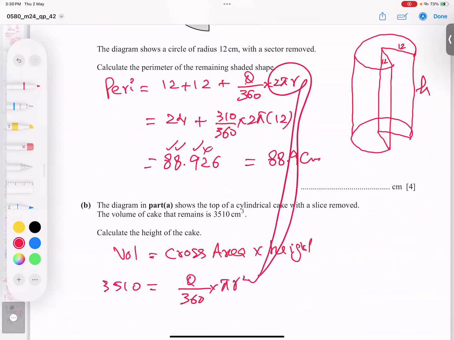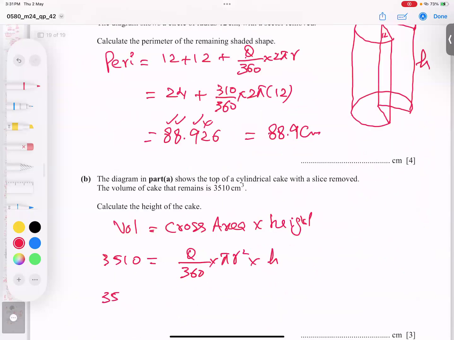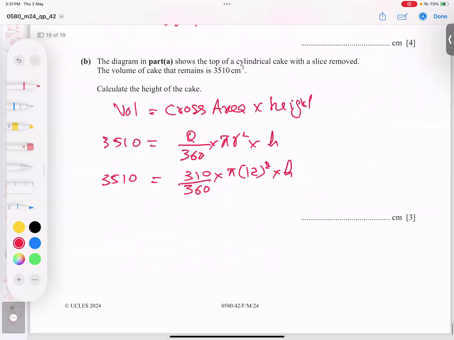Arc length is 2 pi r, area is pi r square. Don't forget it. And theta I will use again 310. And radius is 12. Now students, it is a matter of typing in the calculator. This is dividing, this 0 cancels, 36 multiplying. Okay, I will show you. This 31 is multiplying. It will divide here. Pi 12 square multiplying. It will divide here.